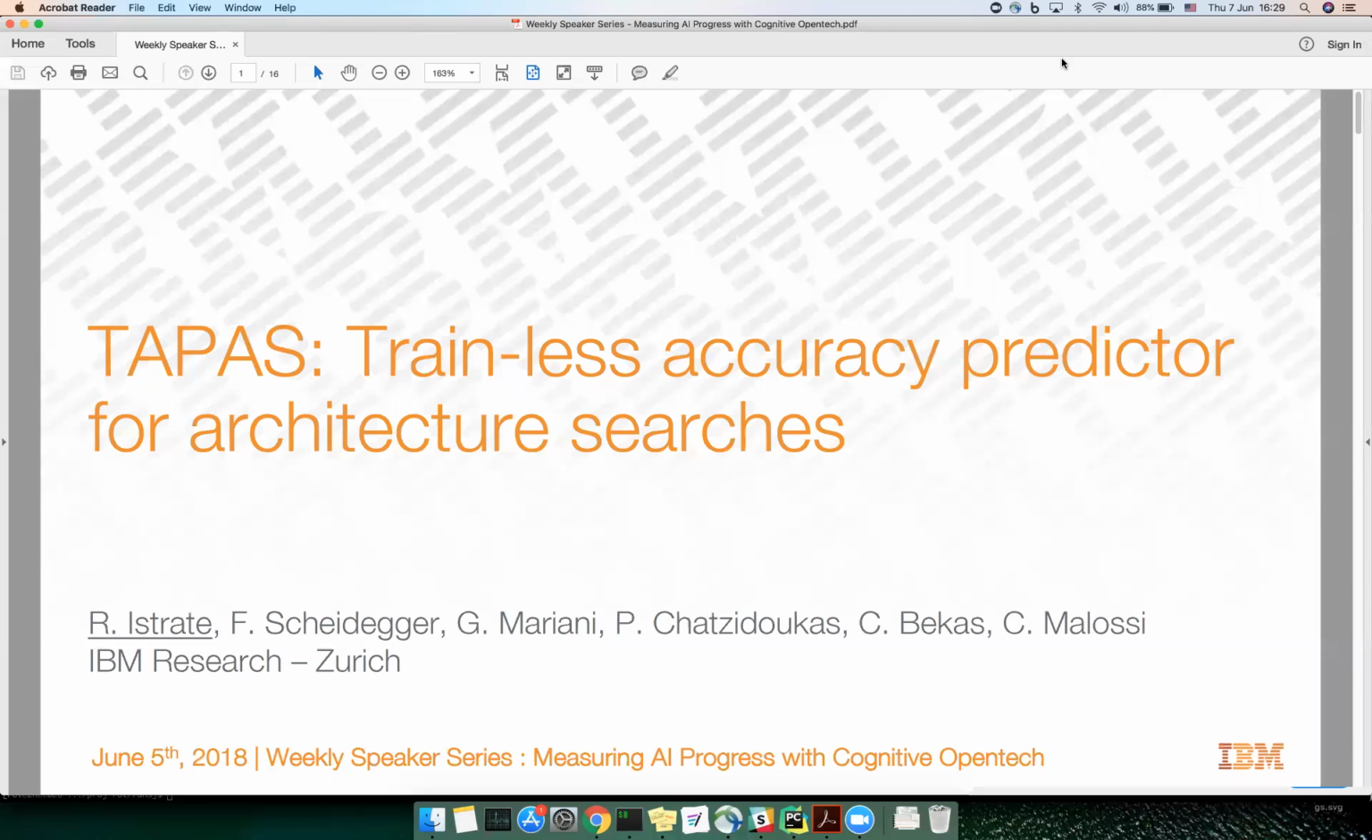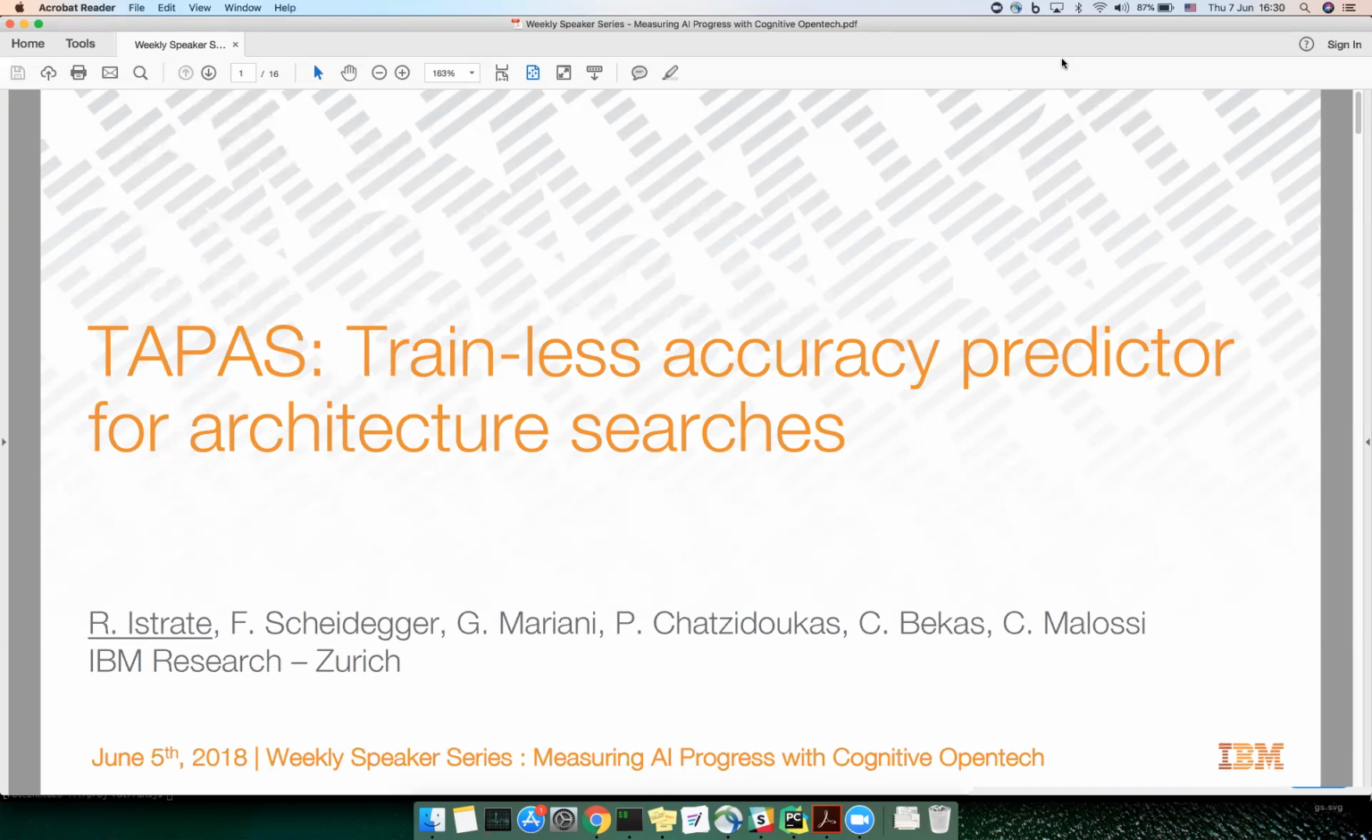Yeah, thank you, Susan. Thank you for the invite. My name is Roxana Istrate, and I'm a third-year PhD student at the IBM Zurich lab. Currently I'm working in a deep learning group that aims to automatize the architecture search for convolutional neural networks. Convolutional neural networks are usually used in image classification tasks, but not only. Today I'll present the content of our latest NIPS submission about the TAPAS framework.